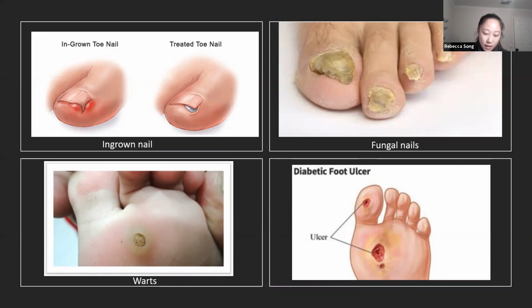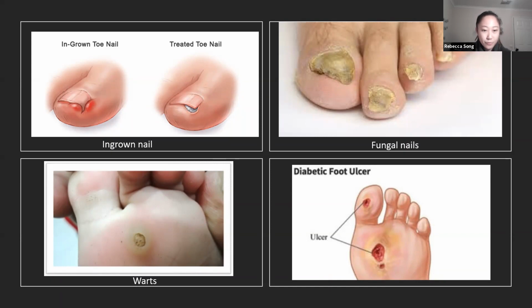But the downside with using oral antifungal medication is that it can be quite taxing on the kidneys and liver. So regular blood tests have to be done. And even before the patient starts going on these oral antifungal medications, they have to get a blood test to get that clearance from their GP first.